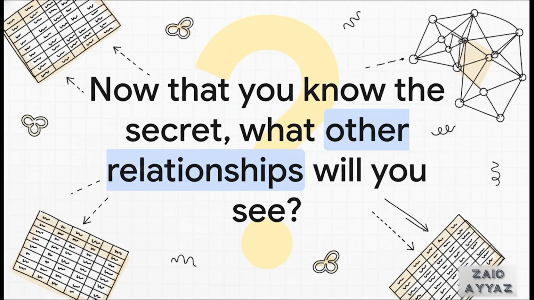So the next time you see a simple table of data, I really hope you'll see it a little differently. You'll see the tuples, you'll imagine that vast Cartesian product it was pulled from, and you'll see the elegant relation that it represents. Now that you know the secret, what other relationships in the world's data are you going to see?